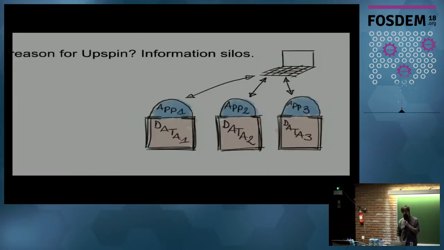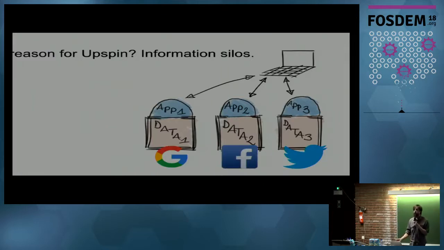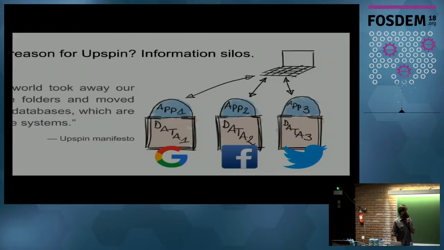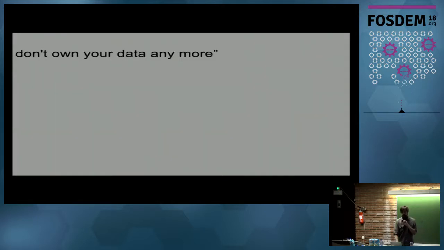So the reason behind Upspin really is the information silo architecture that we've slowly fallen into. The premise of the modern web was remixability and creativity, but actually we have been moved into databases that we cannot access and that we cannot control. We have become dependent on the apps of the storage providers that we use, and we are really dependent on what these people are willing to offer us. I think we have lost quite a lot along the way.